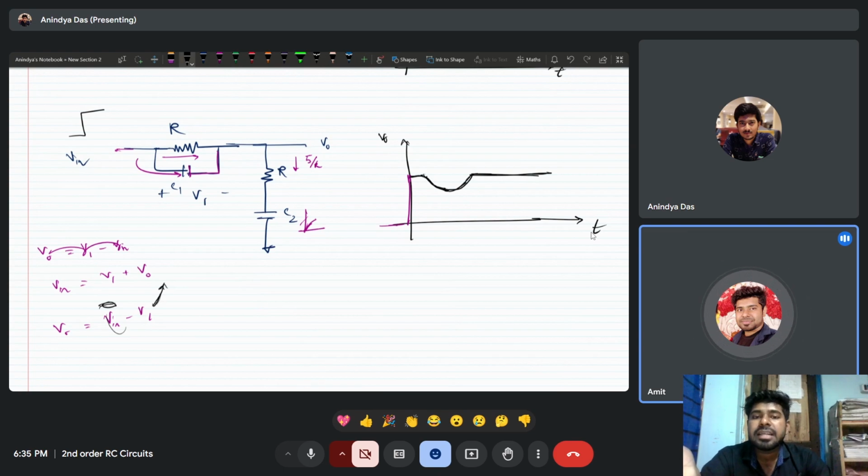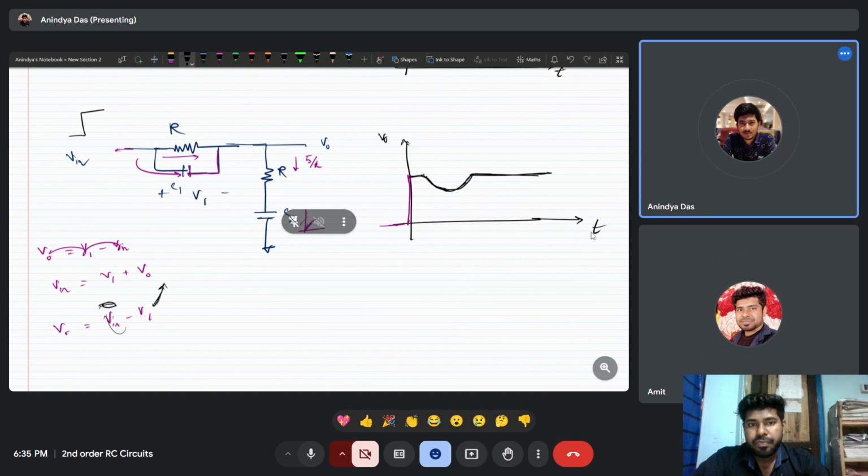Roughly, the output during this time duration will be dipping, right? So this is the takeaway. And after a certain period, it will again come to the steady state value, whatever the input voltage. The exact phenomenon that happens in this portion takes a long duration to explain.